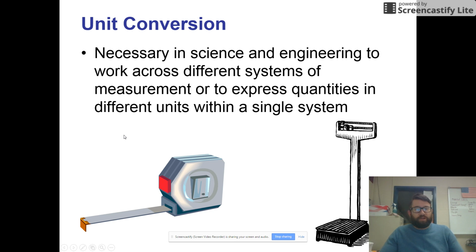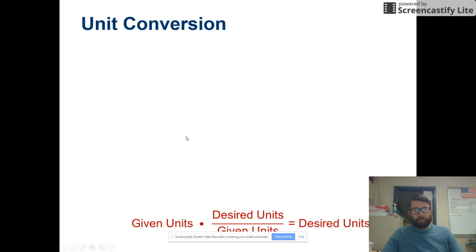So unit conversion is necessary in science and engineering to work across different systems of measurement or to express quantities in different units within a single system. So, for example, with the tape measure, you can have units in centimeters or you can have units in inches and feet. Or with the scale, you can have units in kilograms or you can have units in pounds.